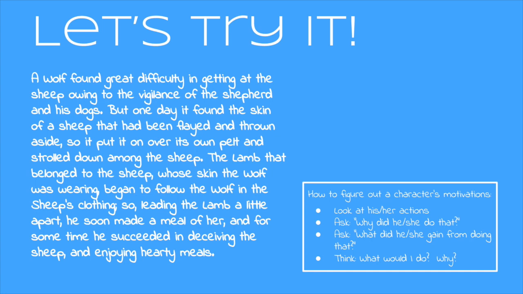A wolf found great difficulty in getting at the sheep owing to the vigilance of the shepherd and his dogs. There's an action right there. But one day it found the skin of a sheep that had been flayed and thrown aside. So it put it on over its own pelt and strolled down among the sheep. That's another action. The lamb that belonged to the sheep, whose skin the wolf was wearing, began to follow the wolf in the sheep's clothing. So, leading the lamb a little apart, he soon made a meal of her. There's another action, and for some time he succeeded in deceiving the sheep and enjoying hearty meals.